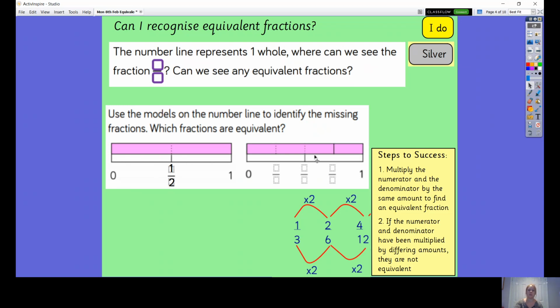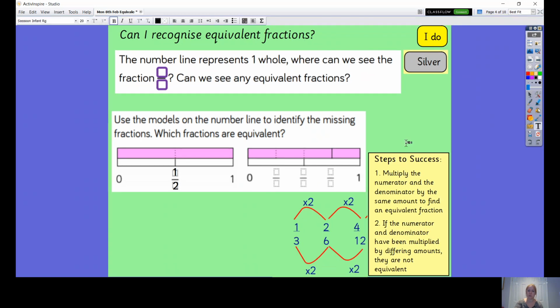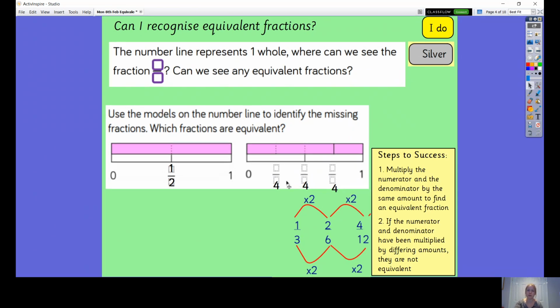So imagine a little car driving down the road, it's done 1 out of the 2 pieces, hasn't it? And then this one here, these are chopped into quarters, aren't they? You've got some dotted lines there to give you a little bit of a hint. So they're chopped into 4 equal pieces. So we'll have 4s on the bottom. And then we need to think about how many we've got.